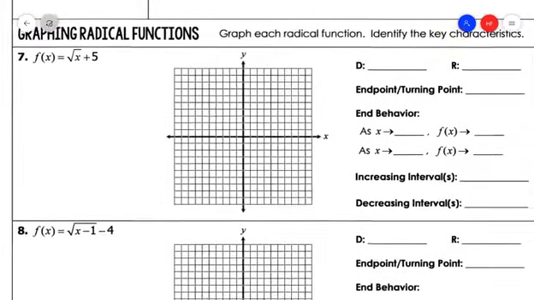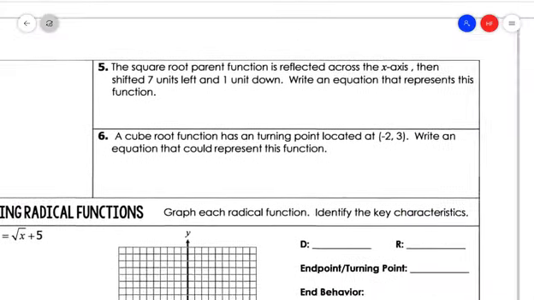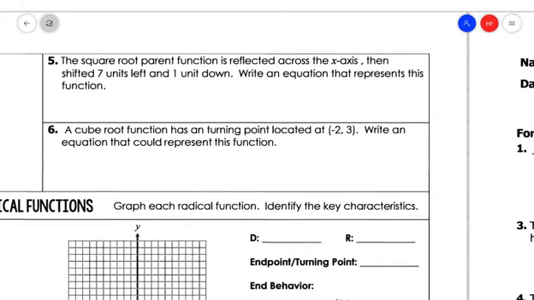So we'll move on to the next one. The square root parent function is reflected across the x-axis, then shifted 7 units left and 1 unit down. And we're going to write an equation that represents this function. So we got reflected across the x-axis, shifted 7 units left, 1 unit down.